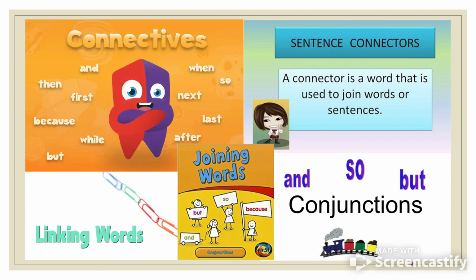Conjunctions are connectives. They're also called linking words. And what does a connector do? A connector is a word that is used to join words or sentences. What does it actually do? It connects one word to the other. And the words which are used as connectors are and, then, first, because, while, but, when, so, next, last, after, etc. So there are many such words which are used as connectors.